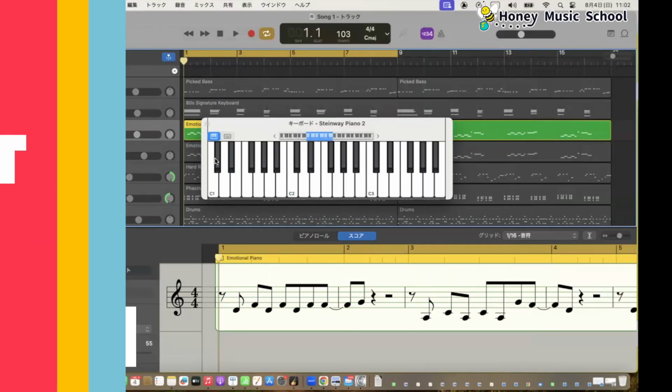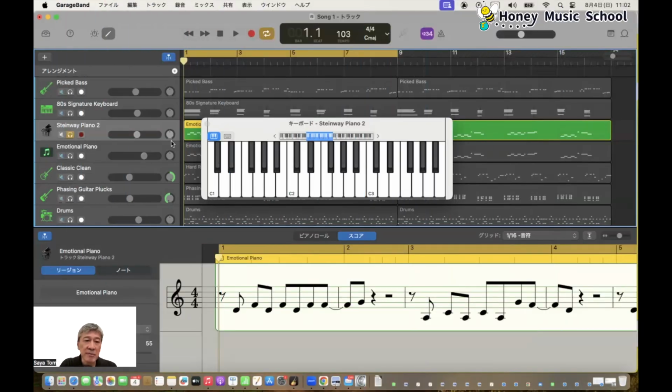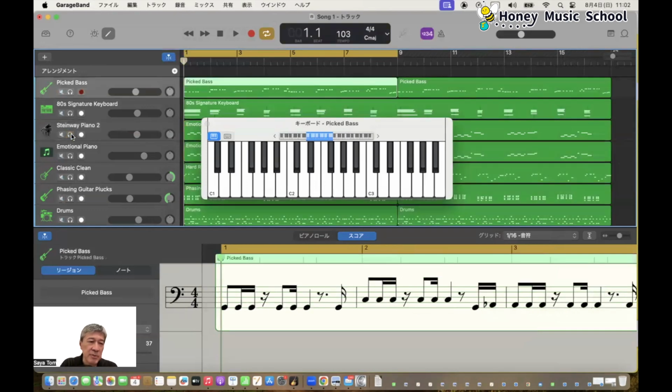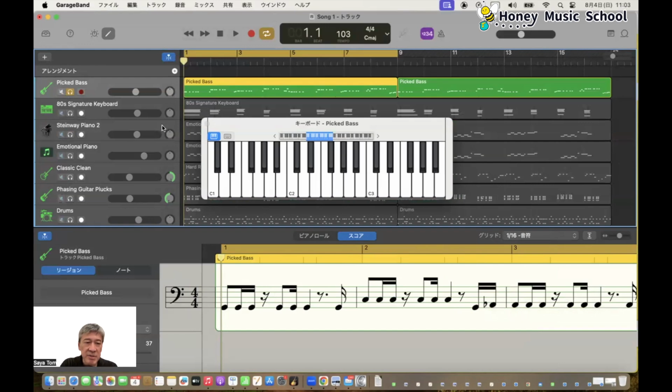So there are many tracks that are in the song, but I've just selected the key ones, right? We're going to look at, let's just look at bass, for example, all right? So here's the bass part. Let's listen to the bass part.